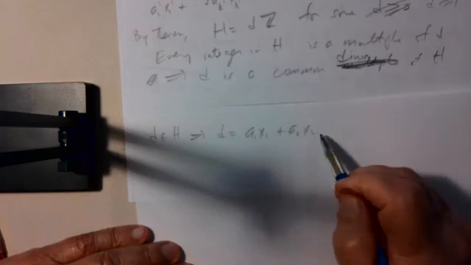Now, of course, if D is in H, then D is A1x1 plus A2x2 up to A sub k x sub k. So it can be written in this form where the A sub i's are in H and the x sub i's are integers. So my common divisor is of this form.